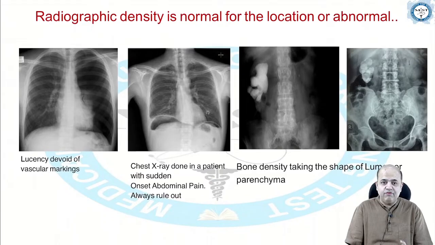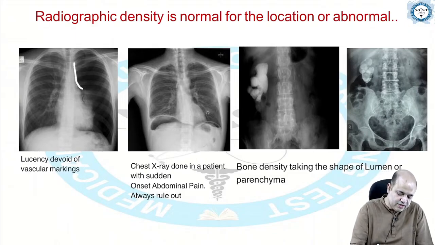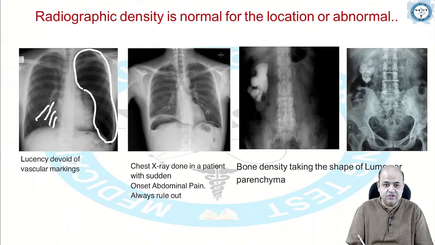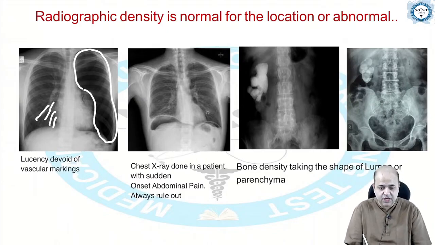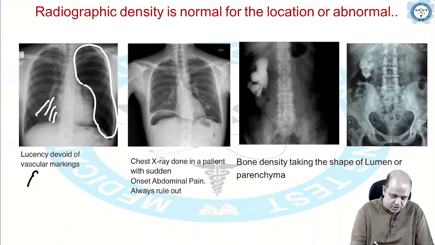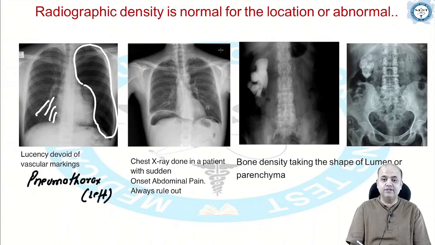So we have discussed all this in the class, that in the radiography the most important thing is to identify whether this radiographic density is at the normal location or at the abnormal location. So what do we see here? We see there is an abnormal black area, and we do not see any of the blood vessels. So this is a lucent area. Black area is a lucent area, and this is devoid of the vascular marking. This indicates that there is a pneumothorax, and it is a left-sided pneumothorax.